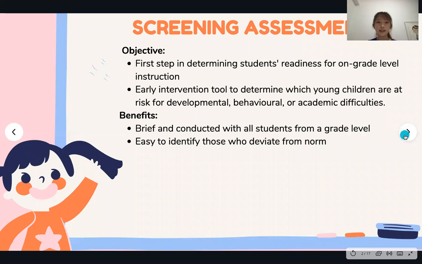First, the screening assessment. Screening assessment is the first step in determining students' readiness for on-grade level instruction, and this is an early intervention tool to determine which young children are at risk for developmental, behavioral, and academic difficulty. The benefit of screening assessment is that it is very brief and conducted with all students from a grade level, and it is easy to identify those who deviate from norms.